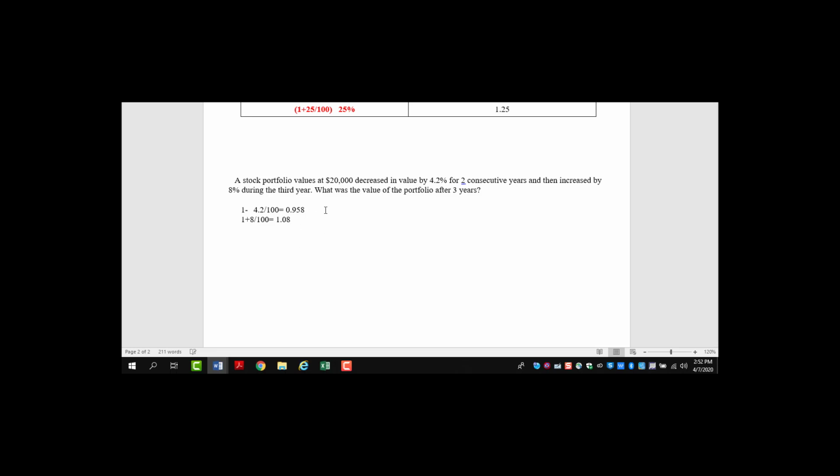So now I'm ready really just to do the problem. I'm going to take $20,000. I'm going to multiply it by 0.958. And then I could raise it to the second power because I have to do it twice, right? It lost 4.2% each year for 2 consecutive years. That's what consecutive means. Now I can do that. And that's going to give me the answer.